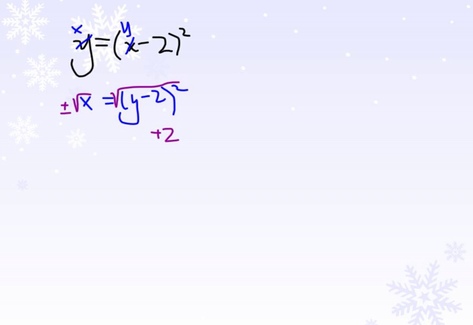For the original parabola is going to be the positive square root of x plus 2. That's one of them. So put that in for maybe y2 when we're done. And then the other one's going to be the negative square root of x plus 2. And again, put that in for y3.